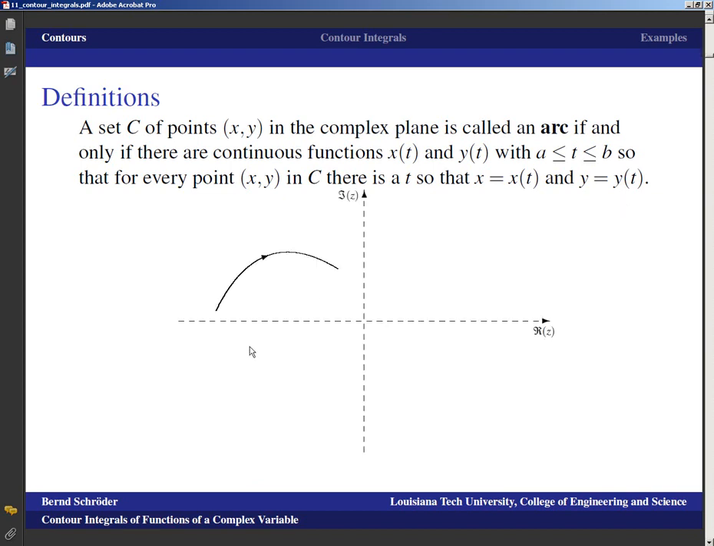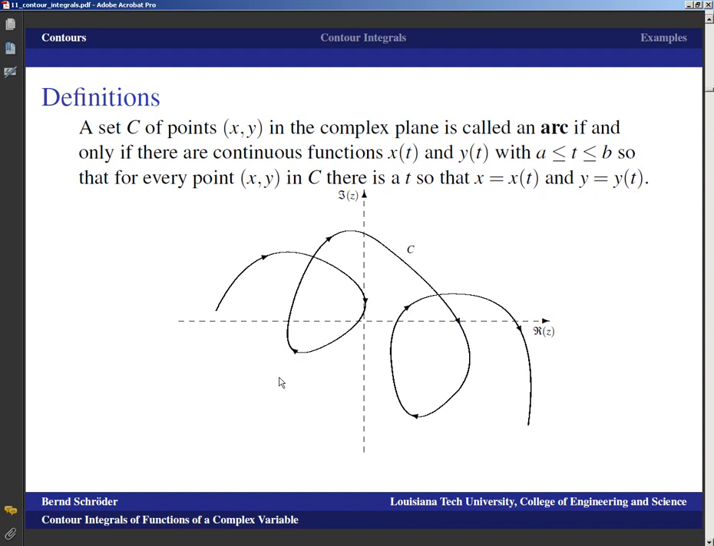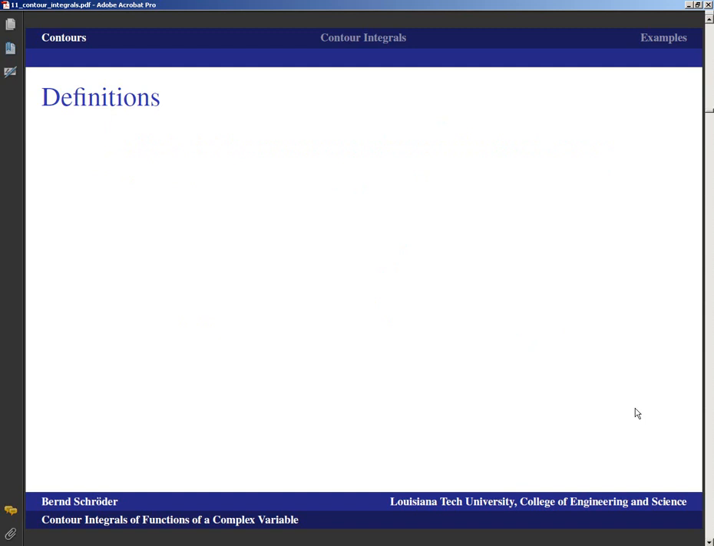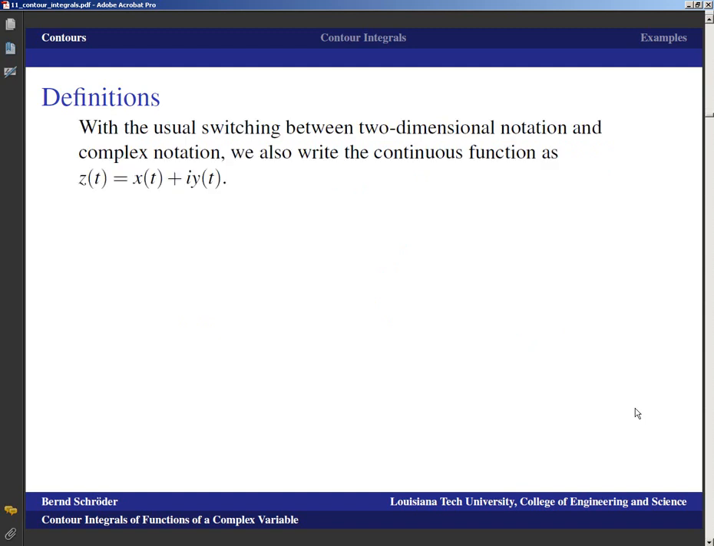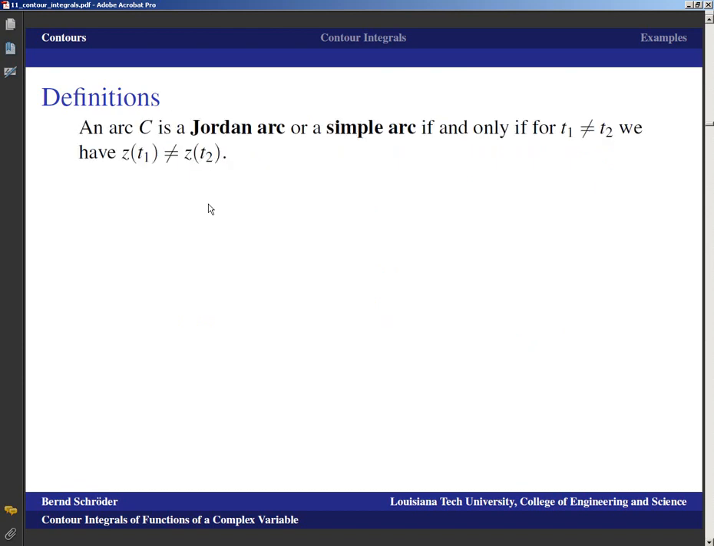What you can do with those is, as t varies, x(t) and y(t) trace out a curve, and you can pretty much draw any curve you want with that. We call that thing C, and typically then (x(a), y(a)) is the starting point, and (x(b), y(b)) is the ending point of that arc. Okay, so again, with the usual switching between two-dimensional notation and complex notation, we can also write the continuous function as z(t) = x(t) + i y(t).